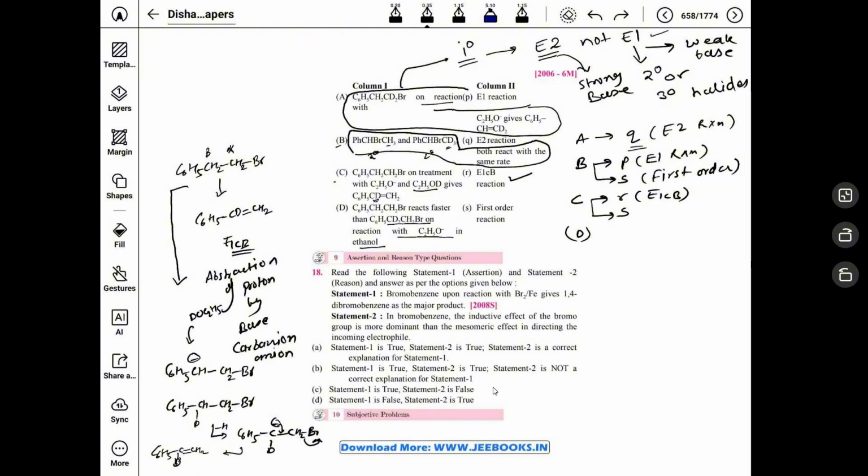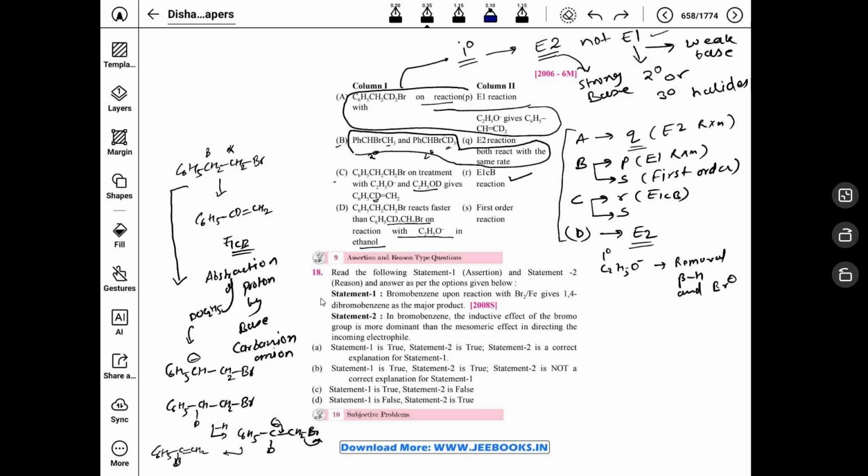Okay, so this is the primary halide and reacting faster than this. So this is also an example of E2 reaction, because, first of all, this is a primary halide. Second reason, ethoxide is a strong base, therefore it will lead to the removal of the proton, beta hydrogen you can say, and halide at the same time. Therefore D is also following the E2 mechanism. So this is the correct matching.